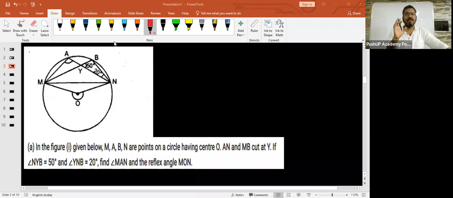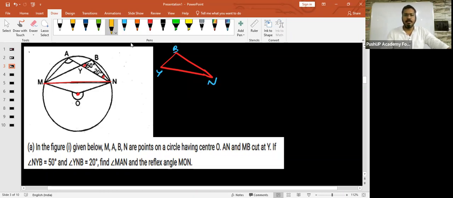MN is not a diameter, children. MN is not a diameter, okay? Because the center is lying over here. This is the center. So MN is simply a chord. Now, they have given you this angle as 50, this angle as 60. So those who want to learn this sum, please look here. In triangle BYN, this angle is 50. This angle is 20. So this third angle will become 180 minus (50 plus 20), and that is equal to 110 degrees, right?